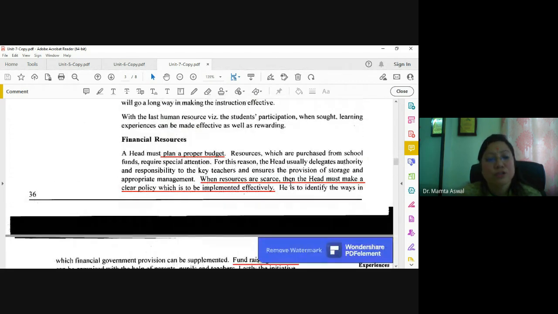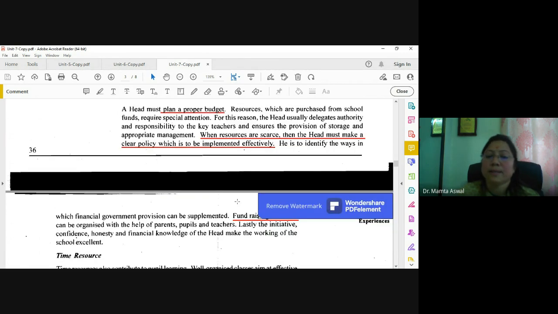Then, financial resources: it is a duty and responsibility of the head to plan the budget for a particular year, or 5 years or 10 years accordingly. Yearly budgets must be prepared, and then money can be spent accordingly where it is required, and priority could be given. So, what is the priority? The salary of the teachers is a priority, or furniture is a priority, or they want to paint the rooms of the school, or developing a science laboratory is a priority. That must be decided.